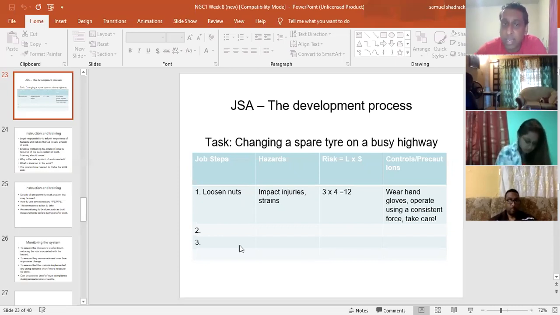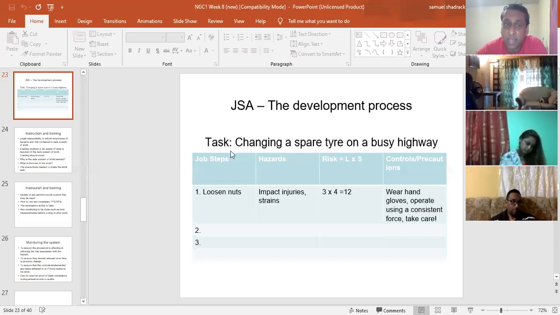Next thing you have to consider is what is the task? What task is being done? Is it changing a spare tire? Is it moving components from, I guess, a storage bay to maybe a shelf or whatever have you? So what is the task?